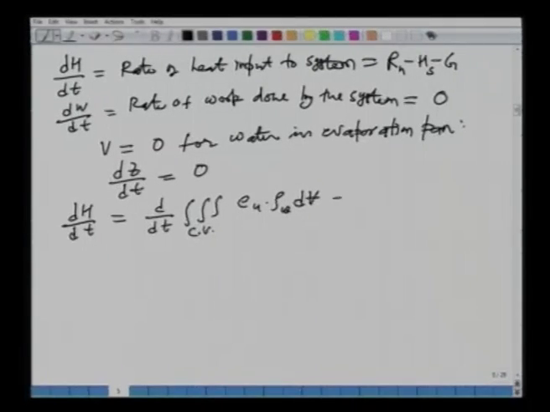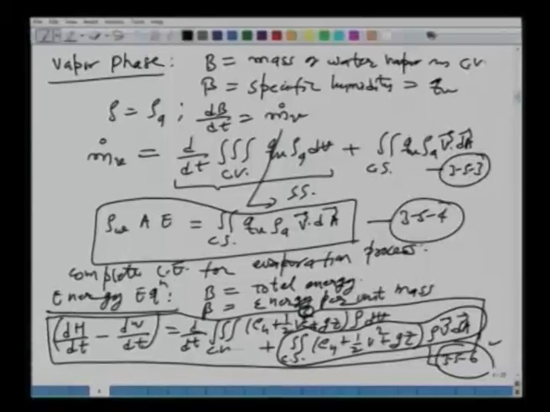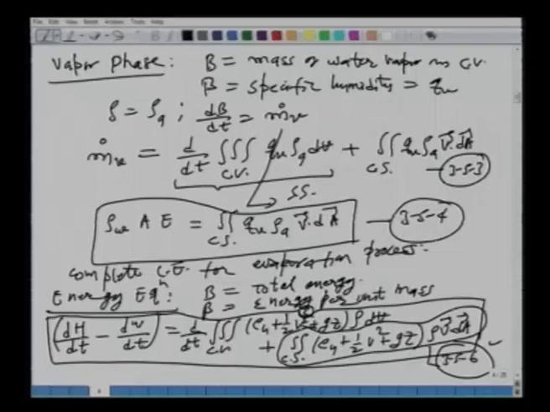Okay. What about the second term? This second term is this one. It is very important to understand this one. The second term in this equation, physically what is it representing? The second term in the Reynolds transport theorem is the net outflux of extensive property flowing across the control surface. Physically that is what it is.